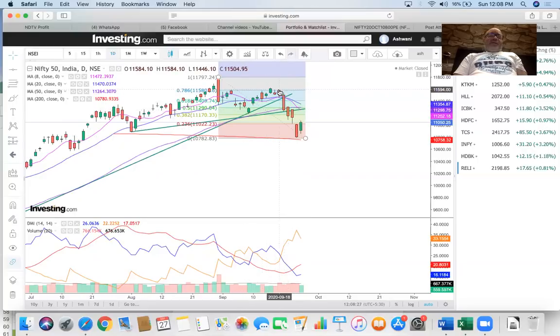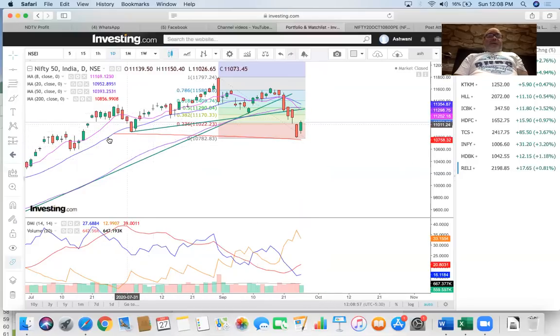50% of this downswing, which is 11,600 high, then 800 low, is about 11,200. So again and again, this 11,200, 250 zone is coming in. So that appears to be the extent to which the market can rally and then resume its decline.